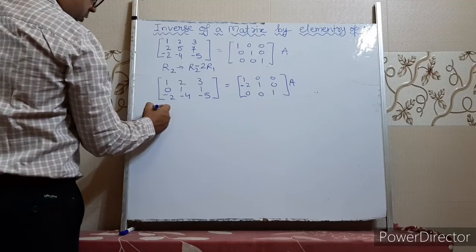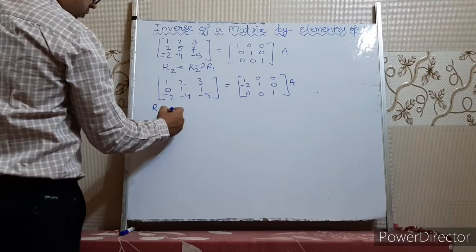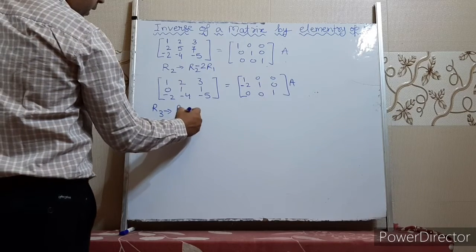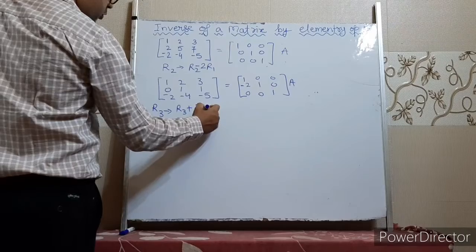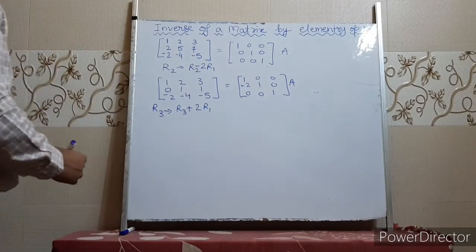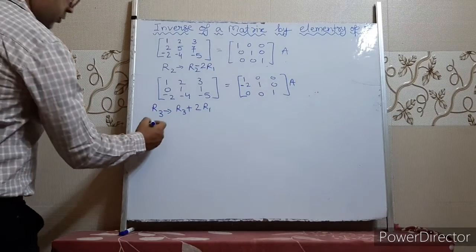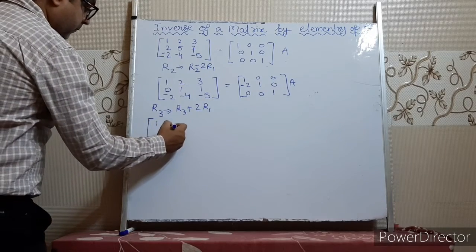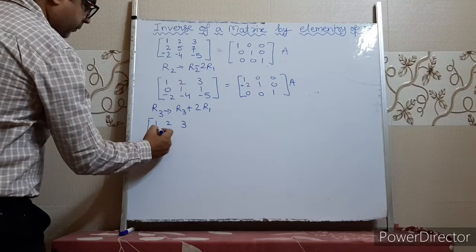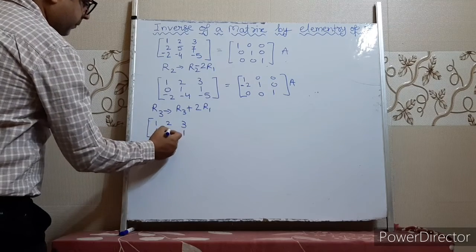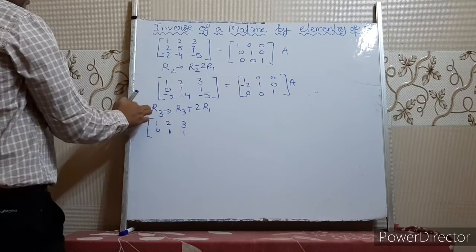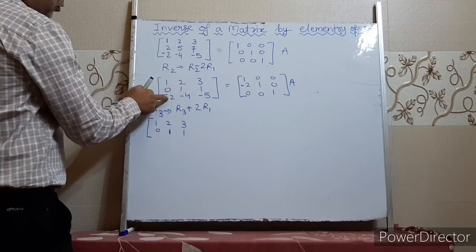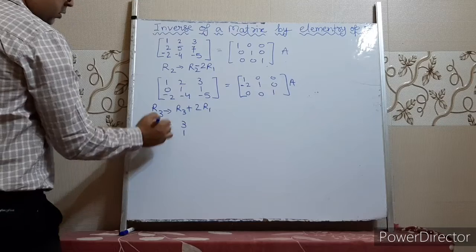So what am I going to do? I'm going to change R3 into R3 plus 2R1. This operation I'm going to apply. Okay. So R1 will remain same. R2 will remain same. Whatever change happens, it happens in R3. So when you multiply 2, it will become 1 to the 2 and 2 minus 2, it will be 0.